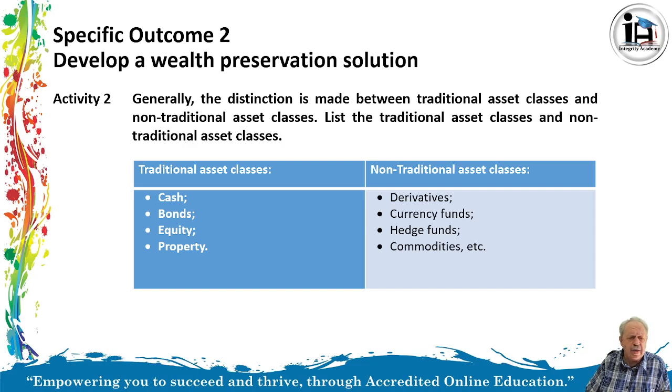Your non-traditional asset classes are things like derivatives, currency funds, hedge funds, commodities, etc. So those are the ones that are not so well known, and that some clients actually need to stay away from because of the risk involved in, especially, derivatives and currency funds.